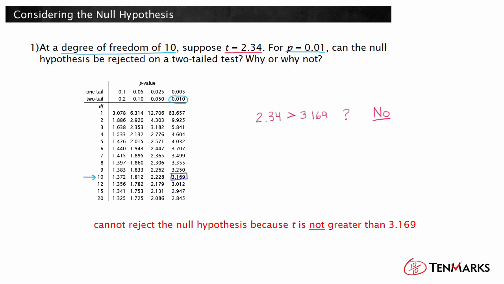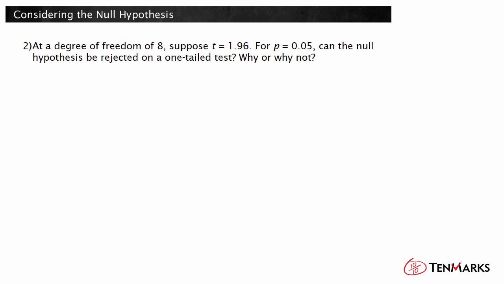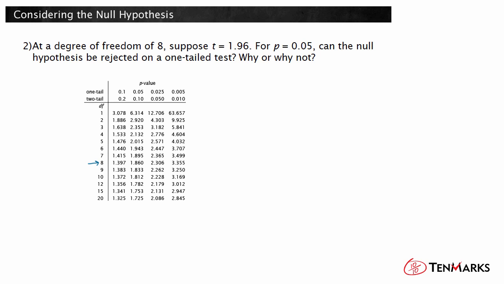Take a look at a second example. At a degree of freedom of 8, suppose t equals 1.96. For p equals 0.05, can the null hypothesis be rejected on a one-tailed test? Why or why not? Find the row representing a degree of freedom of 8. Now locate that column for a one-tailed test with p equal to 0.05. 1.96 is greater than 1.860, so we must reject the null hypothesis.